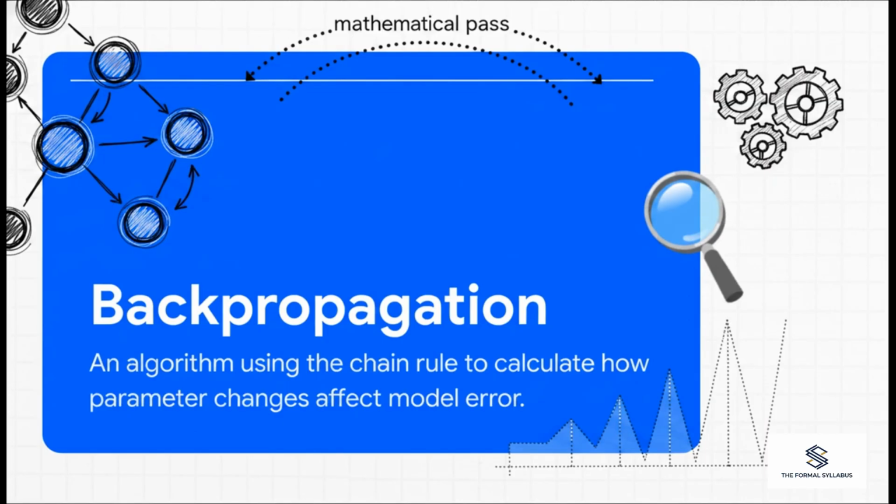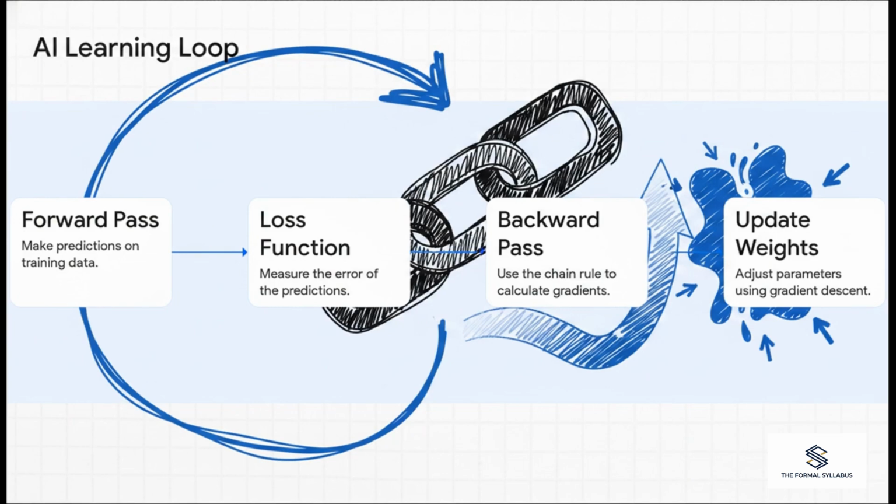It calculates the exact rate at which each individual neuron contributes to the model's overall error. Engineers need to know, if we tweak this one tiny parameter deep inside the network, how will it change the final output? This algorithm gives them the exact answer. This entire step-by-step AI learning loop relies entirely on the chain rule during step 3, the backward pass. The chain rule is what calculates the gradient, which literally tells the system, hey, to get smarter and lower your error rate, you need to adjust this specific weight in this exact direction. Without the chain rule, modern machine learning as we know it simply wouldn't exist.